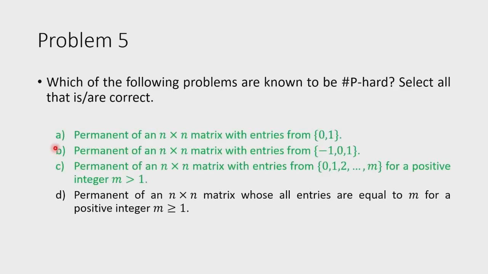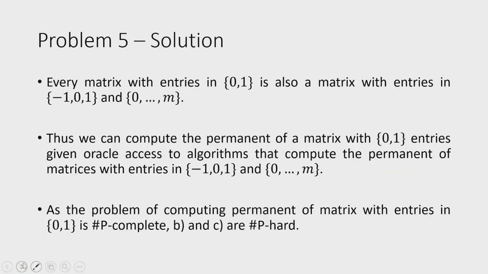The answer to this problem is options A, B, and C. Let's see why. So every matrix with entries in 0, 1 is also a matrix with entries in -1, 0, 1 and 0 to n. Thus, we can compute the permanent of a matrix with 0, 1 entries given oracle access to algorithms that can compute the permanent of matrices with entries in -1, 0, 1 and 0 to n.